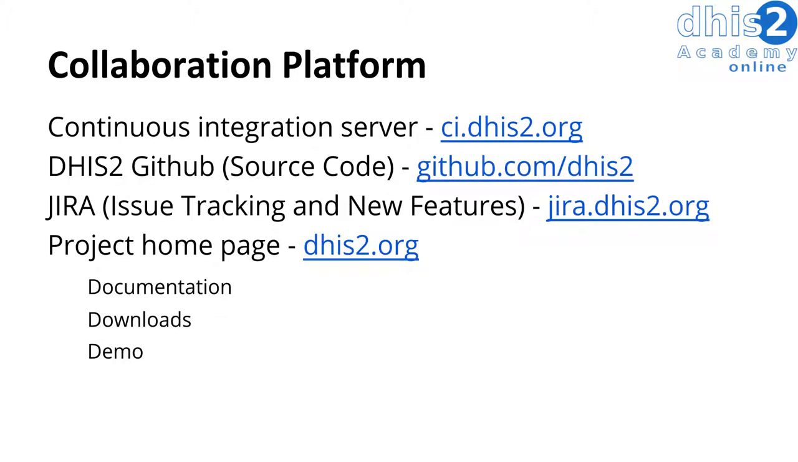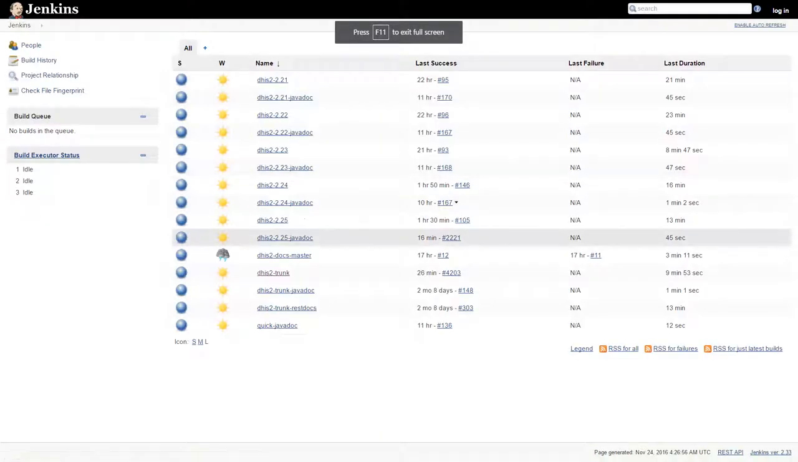There are some different platforms on DHIS2 that are used to collaborate together. First, we have the Continuous Integration Server. In this particular location, we can download various versions of DHIS2 in order to test them in our own systems and use them in our own implementations.